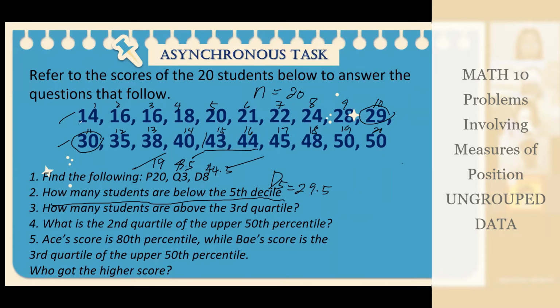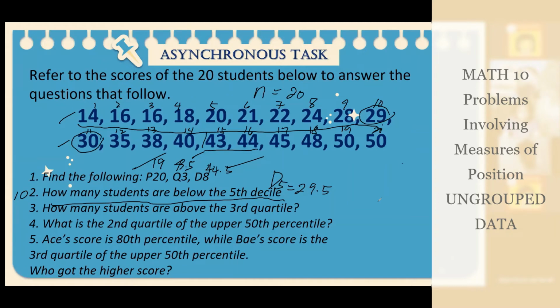So, ito lang, bilangin nyo lahat to. Kasi kung ang 29.5 ay between 29 and 30, so 29 belongs to the lower. Diba? To below the 5th decile. So, there are 10. Kaya ang sagot nyo sa number 2 dapat 10. So, 10 students. So, lahat ng may scores from 14 to 29 are all below the 5th decile.